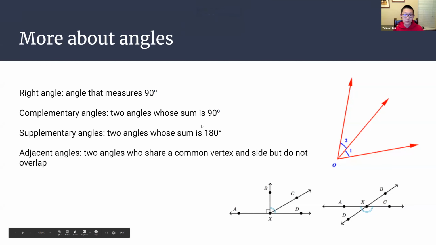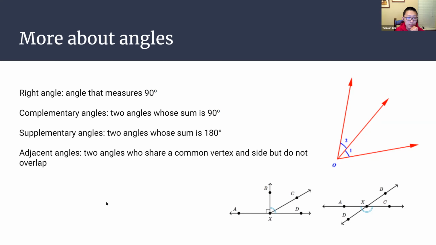Okay, so more about angles. There's a special angle called the right angle. It's just an angle whose measure is 90 degrees. Complementary angles are a set of two angles whose sum is 90 degrees. So two angles whose measures add up to 90 degrees. And supplementary angles are a set of two angles whose sum is 180 degrees. So basically two angles that make a straight line.